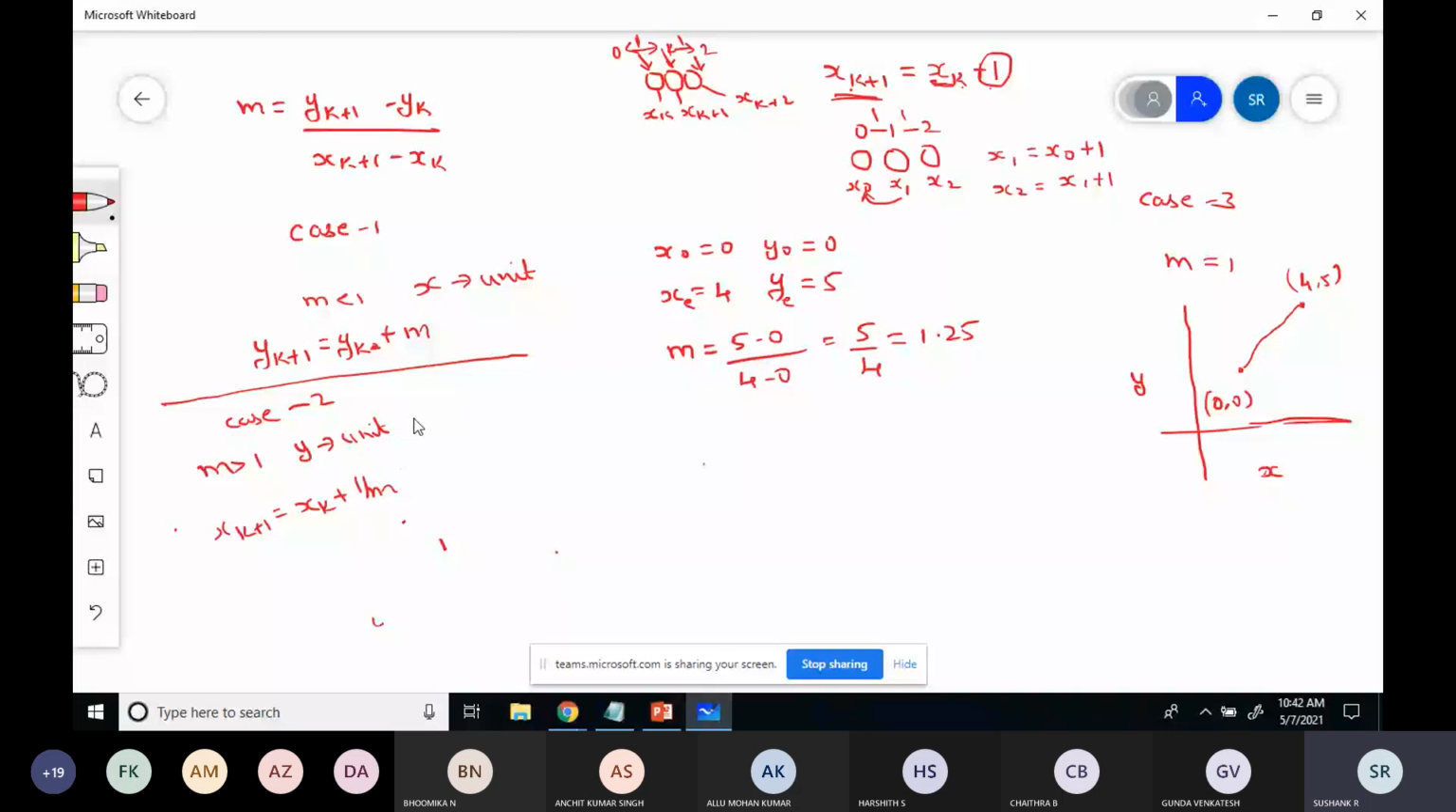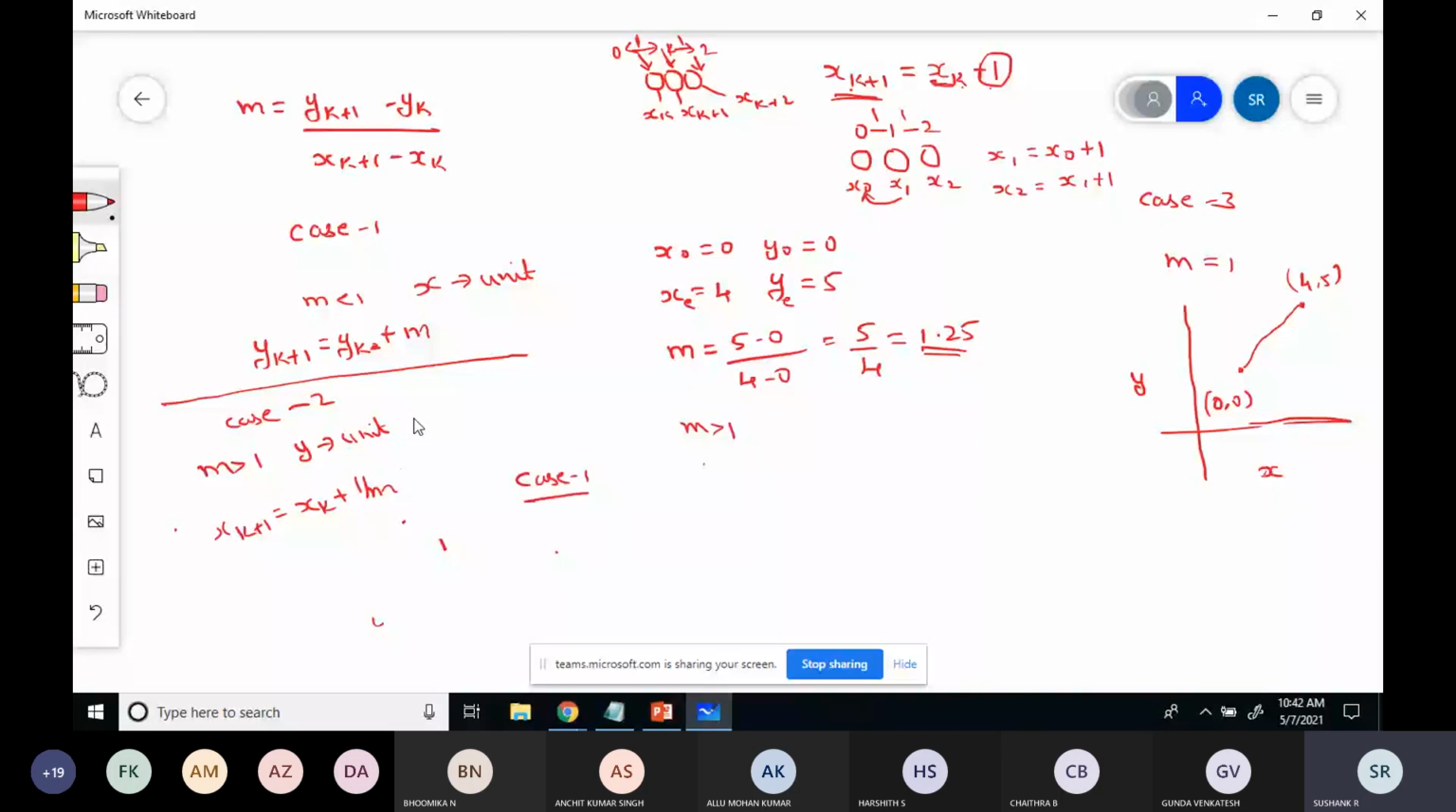Okay, see, initial point, final point. I'm finding the slope for this line. So m value is 5 minus 0 by 4 minus 0. So I'll get 1.25. So m is greater than 1. So m is greater than 1 means you should consider case 1.